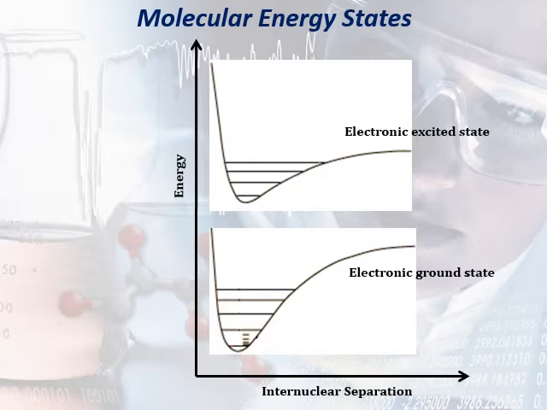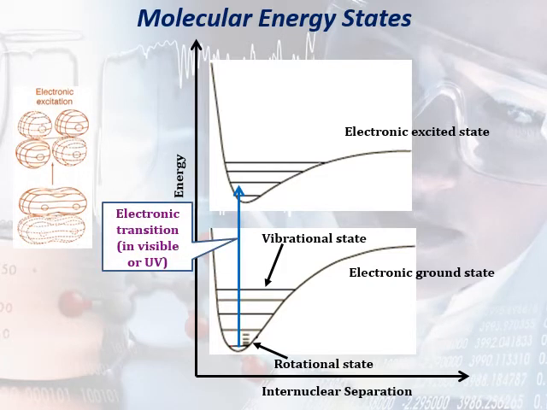The parallel lines between the curves represent the vibrational energy states. The parallel lines between the vibrational states are rotational states. Now, if the incident energy lies in the UV or visible region, the molecule undergoes a transition, under specific conditions, from the electronic ground state to the electronic excited state. This type of transition is characterized as an electronic transition.